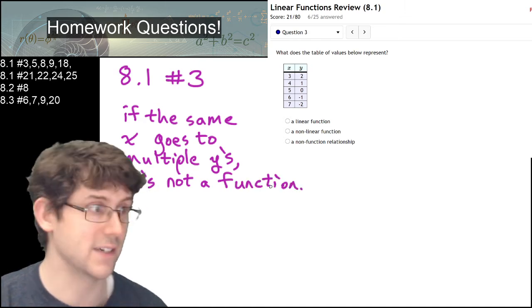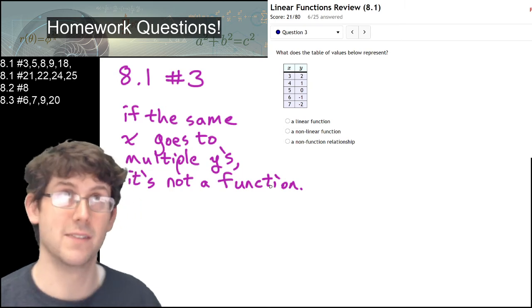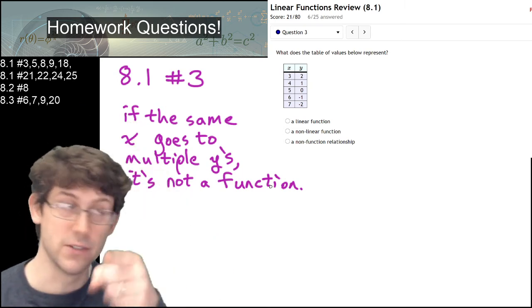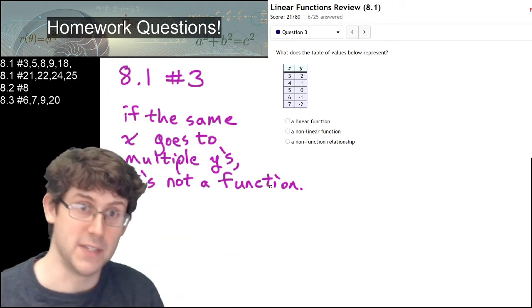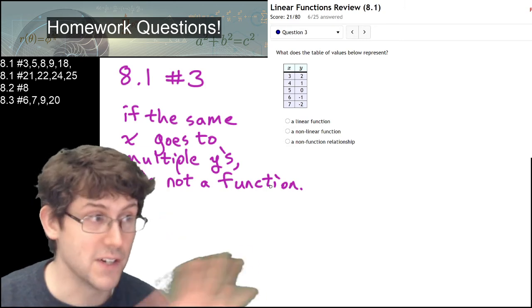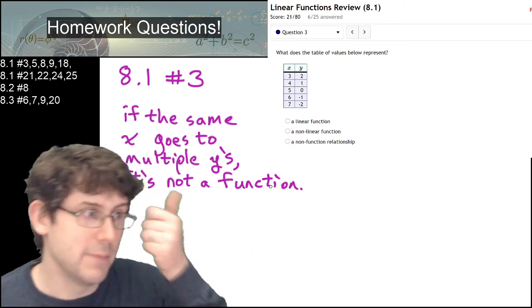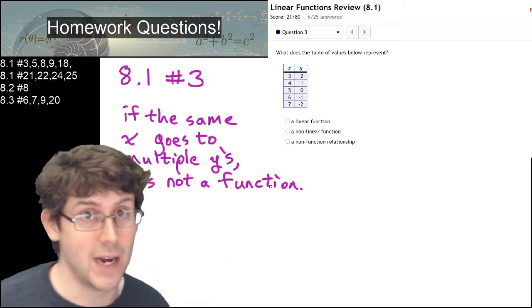It's weird to call it the vertical line test for a table, but if you think about what a vertical line tests, it goes through one x and tries all different y's for the same x. So if the same x goes to multiple y's, then it's a non-function relationship. The one I'm looking at is fine. All the x's are different. Each x is going to only one y.